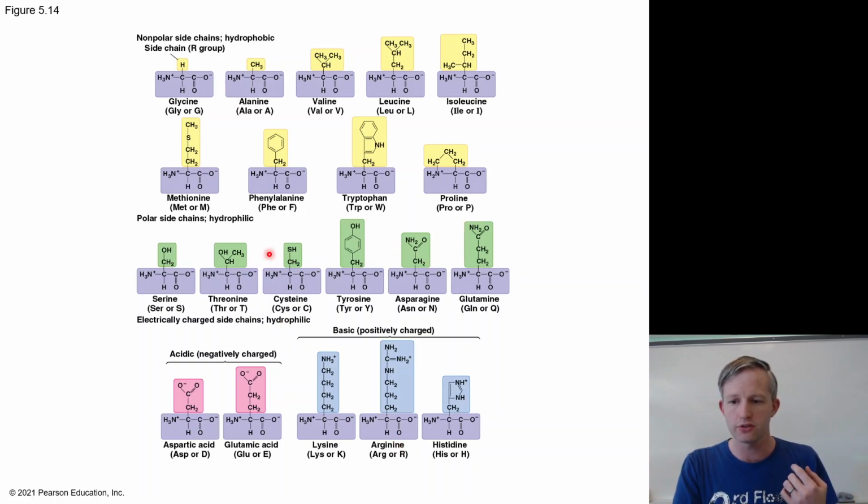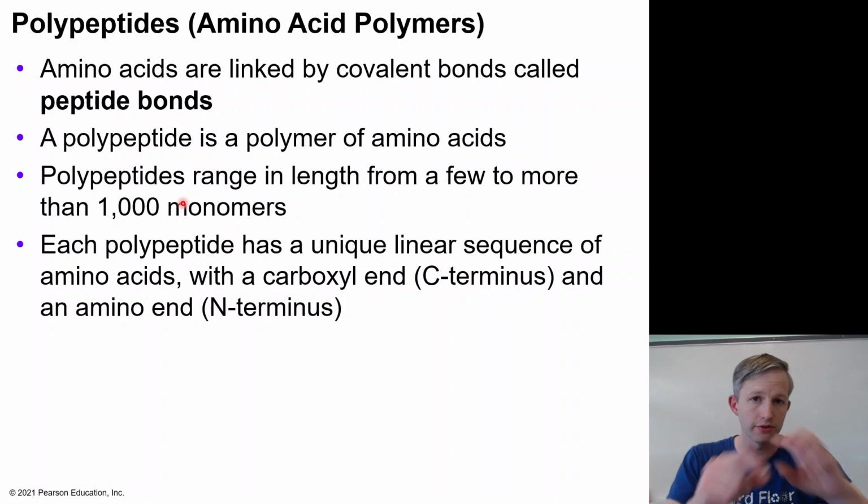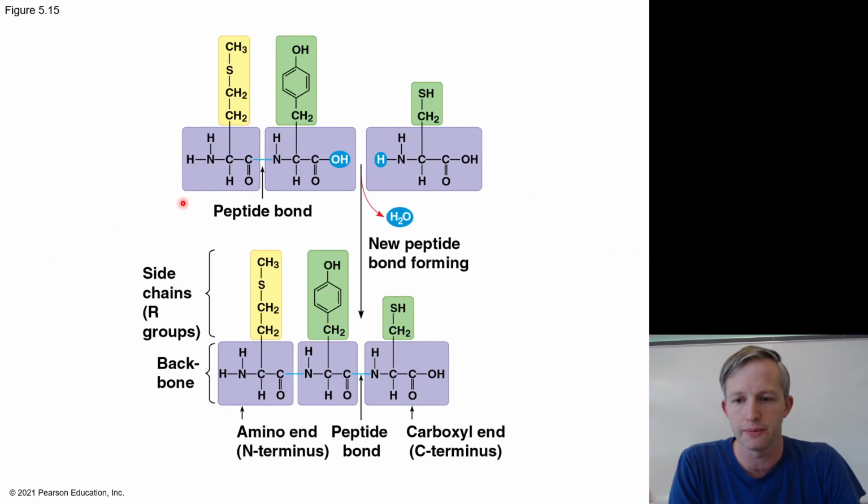Or there's the one special case here, cysteine, which is going to want to create a disulfide bond with another cysteine, which is part of our tertiary structure, which can really add stability to the three-dimensional shape of a protein. We call the bond between these peptide bonds. It's another example of dehydration synthesis. As you can see, polypeptides could be just a few peptides long or 1,000 monomers in a row, 1,000 amino acids in a row.